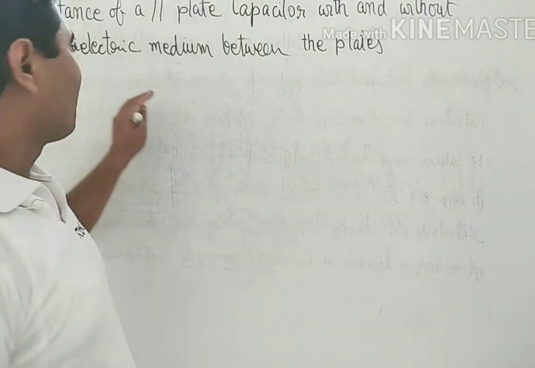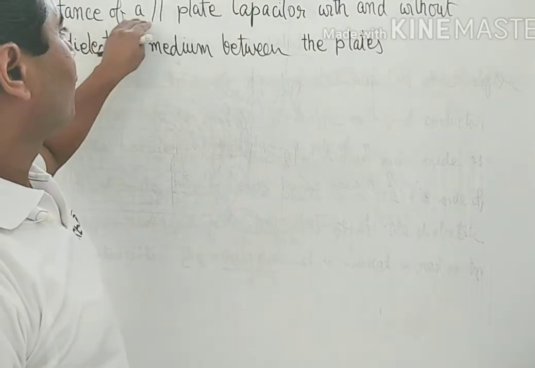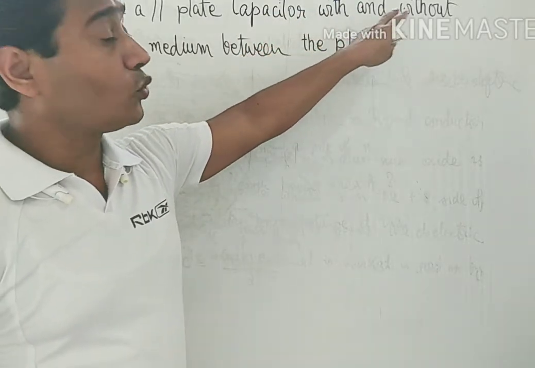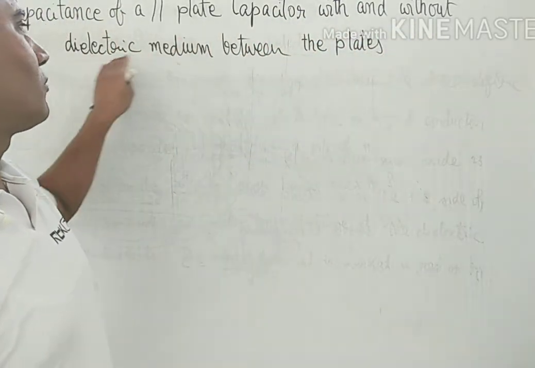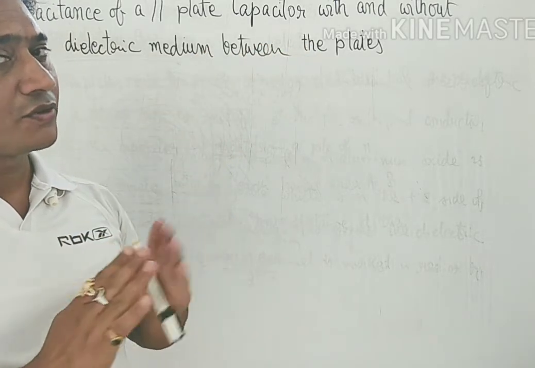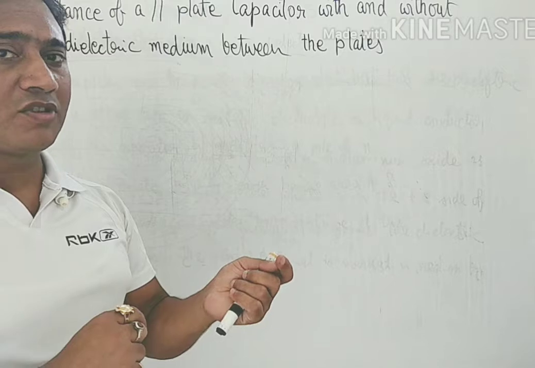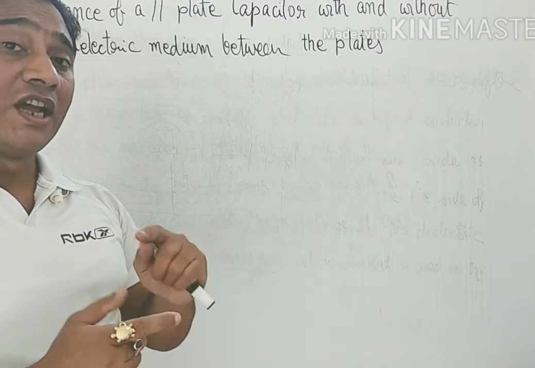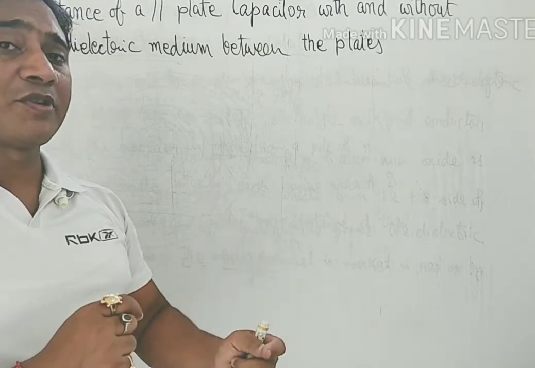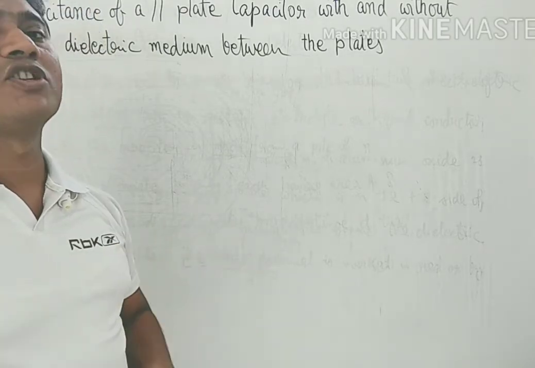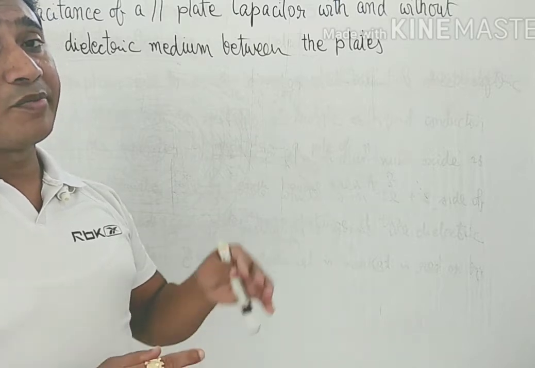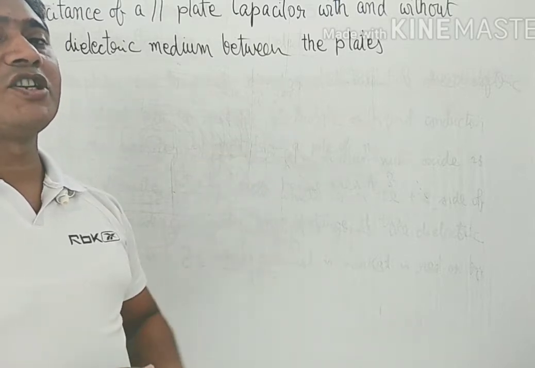Let's have the next topic: capacitance of a parallel plate capacitor with and without dielectric medium between the plates. Means a parallel plate capacitor first will be taken without any dielectric medium in between the plates, and later on we will be having the same parallel plate capacitor with dielectric medium in between. How does the capacity of that parallel plate capacitor change by placing the dielectric medium?